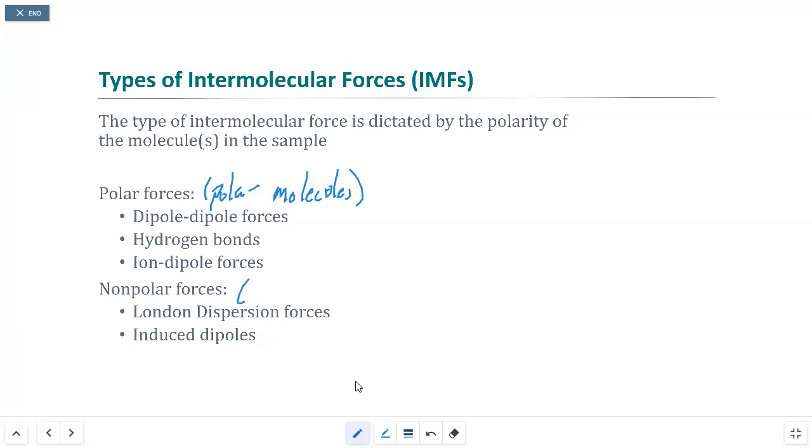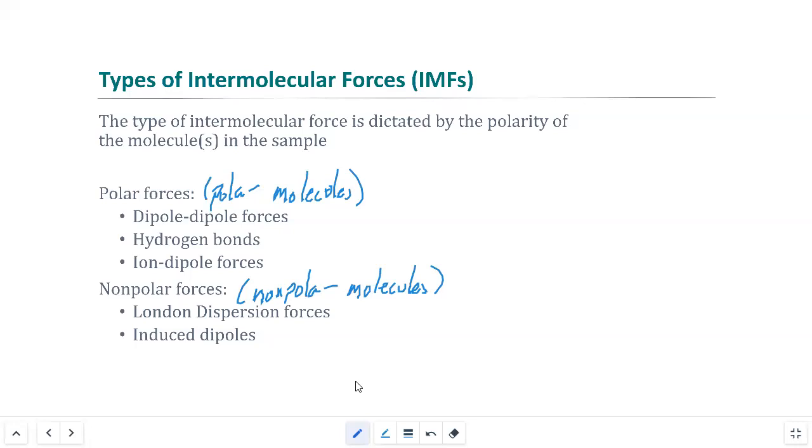And the nonpolar forces, the ones that exist in nonpolar molecules. So because of this, we can see why we had to do that bit with molecular polarity in chapter 5. If we can't establish something as being polar or nonpolar, it's going to be very difficult to establish what kinds of intermolecular forces exist within it.